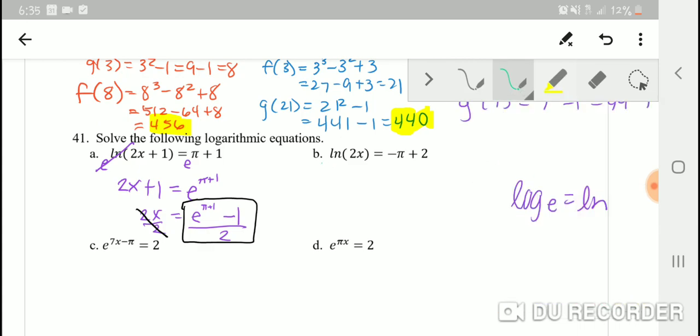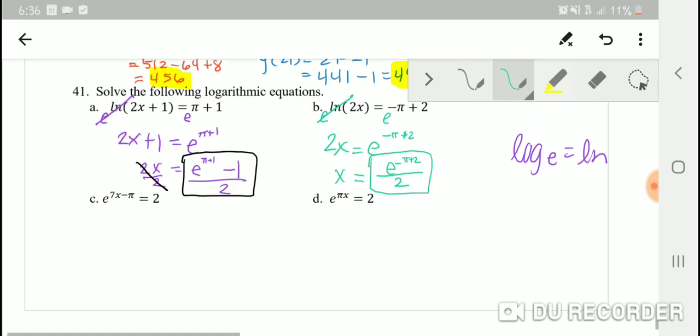Again, for letter B, I see a log, so I need to use an exponential to get rid of it. So I have 2x is equal to e to the pi plus 2. All of that is an exponent. And then we need to divide both sides by 2, so your answer is e to the negative pi plus 2 all over 2. And again, I think they leave it like that on your test.